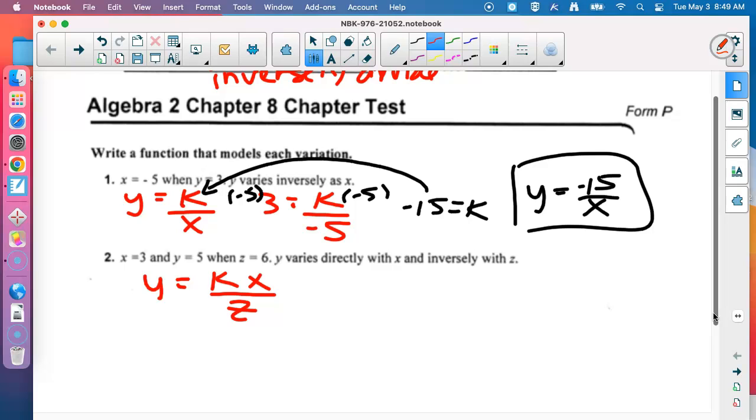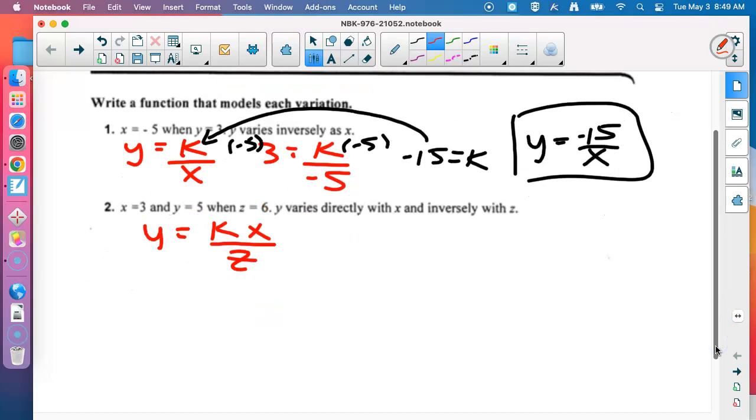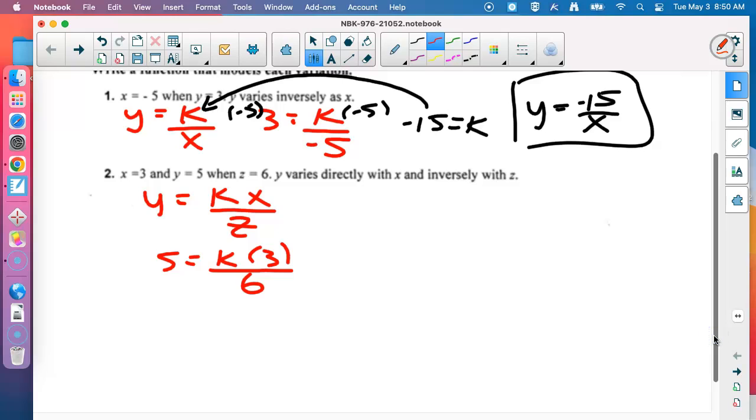How do we find k? Plug the rest of them in. Let me move this up so I've got some room to work and do some plugging in. Well, good news, 3 over 6 is 1/2. So we could change that to 5 equals k over 2. And then multiply both sides by 2 to get k.